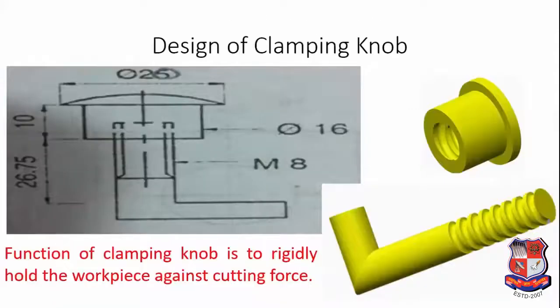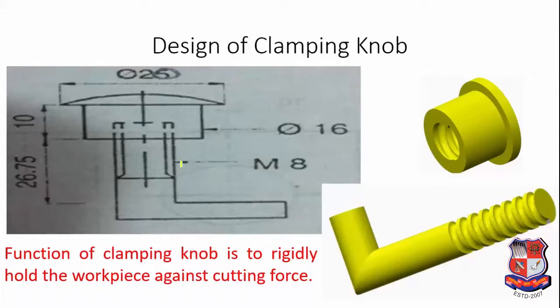Now we will design clamping knob. So generally clamping device and locating device is directly selected, or we can adopt the dimension. We are not going to formulate the dimension. We will directly select or adopt the design of clamping knob as per our requirement.